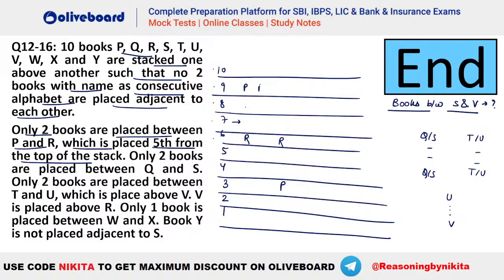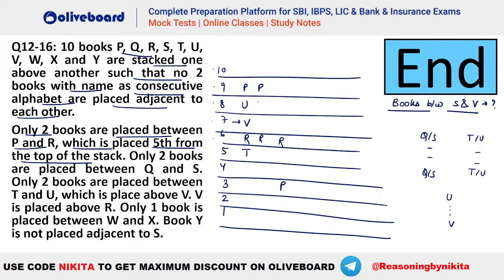Let's say in the first case, what are the possibilities? Let's say we place your U above this, right? T and U, which is placed above V, V is placed above R. So let's say we place your V here. So if V is here, that means U will be here. And U and T are at a gap of 2. So 1, 2, T will be here. Okay, not an issue. You can see this is absolutely possible.